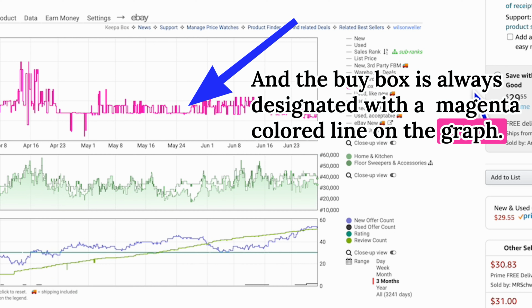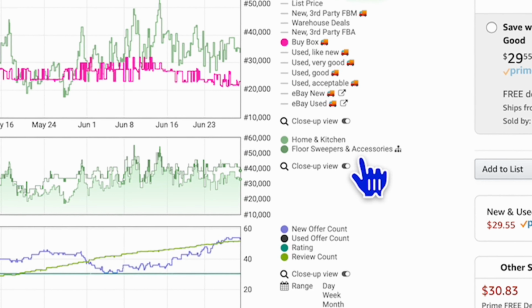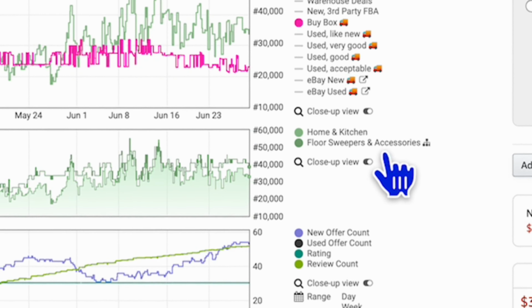And sales rank alone can also be seen in the second chart over here. It's also not only tracking the sales rank of the category, but also you'll notice right here, floor sweepers and accessories is a subcategory that this specific product is under. So it's also tracking that. I mainly just look at what the category is. And something to note, which I'm sure you already know, the lower the sales rank, the faster the product is selling, and the higher the sales rank, obviously the slower the product's going to be selling.